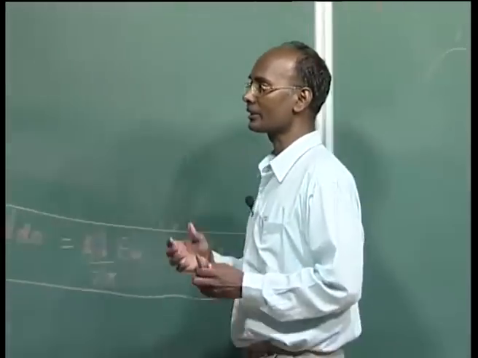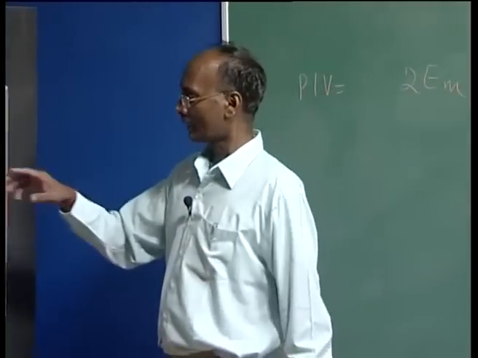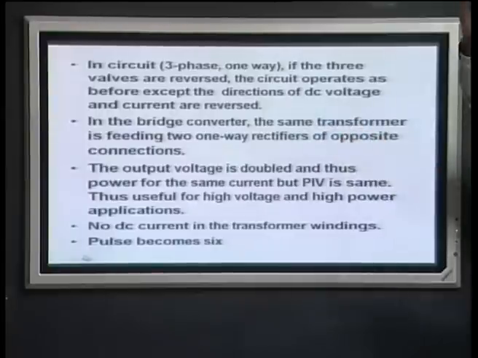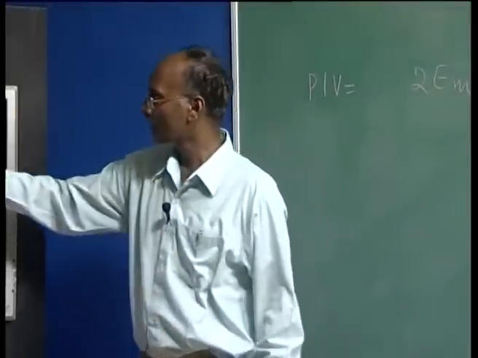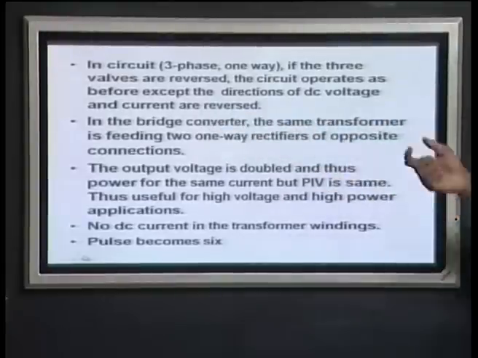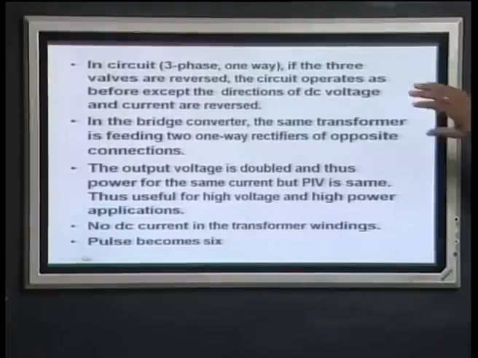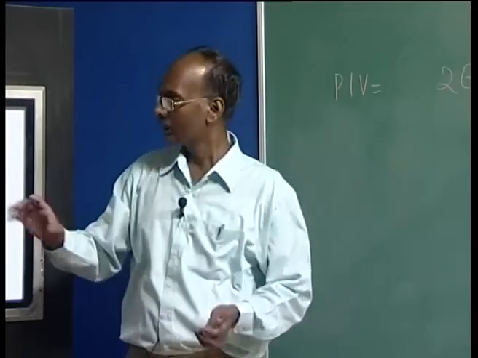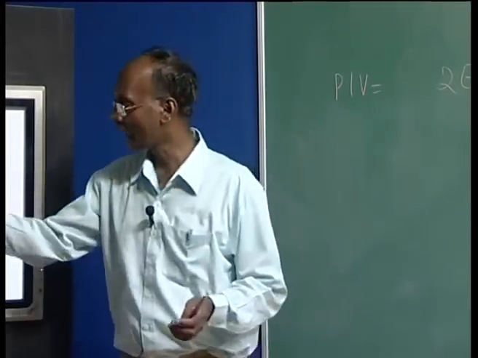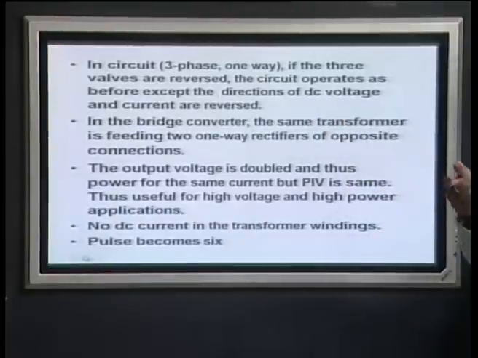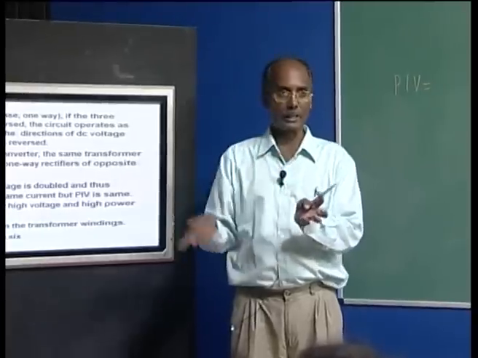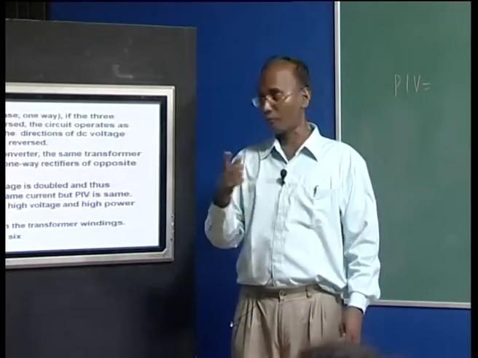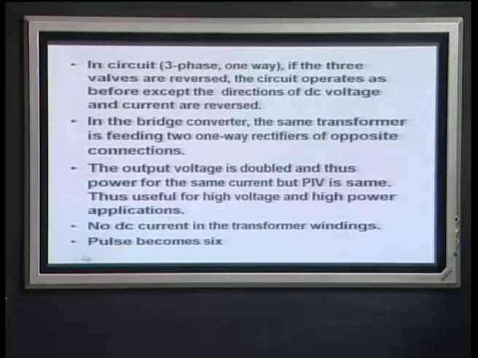So, I can tell about this circuit. It is a 3 phase one way rectifier circuit. If the valves are reversed, as I said, with one portion and the lower portion reversed, then the circuit operates the same as before, only the direction of DC voltage and current is reversed. Here I am talking about a three phase one way rectifier circuit. So if it is reversed, what happens? The operation is not going to change, only the direction of DC voltage and current is going to change. So what we are doing is taking the one positive and then adding the reverse, so the current is going in the reverse direction in the other valve. So this becomes your bridge rectifier circuit.